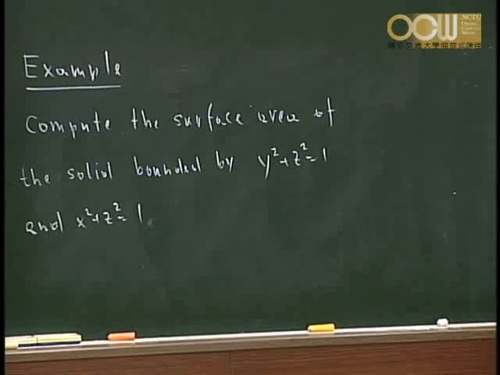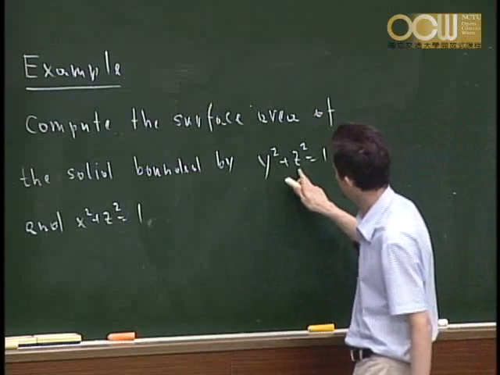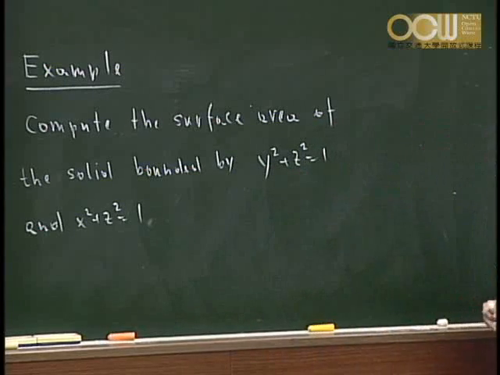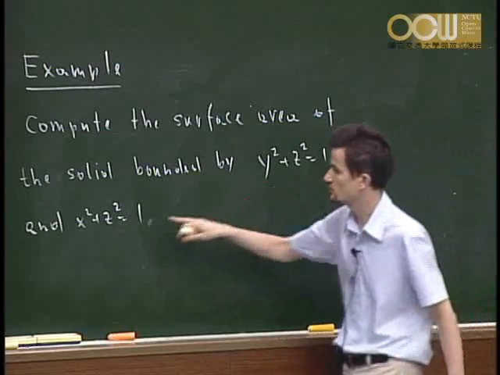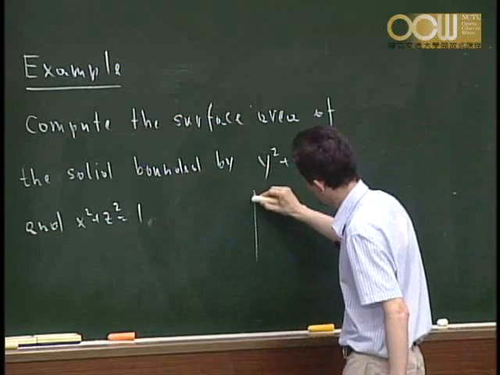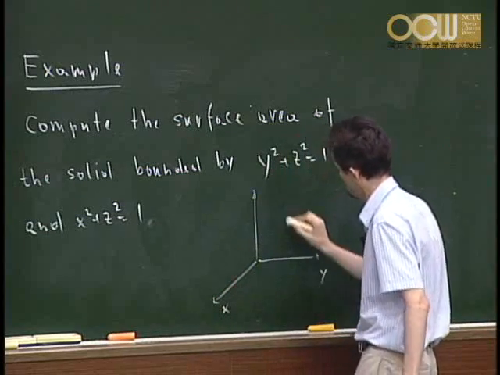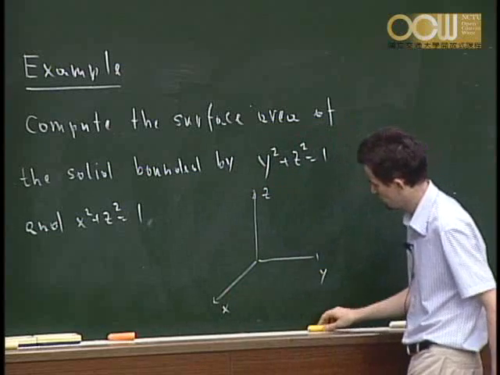So you have two cylinders, circular cylinders. One has the x-axis as the main axis, and the other one has the y-axis as the main axis, and they intersect. It's a little bit hard to plot, so I just plot one of them.